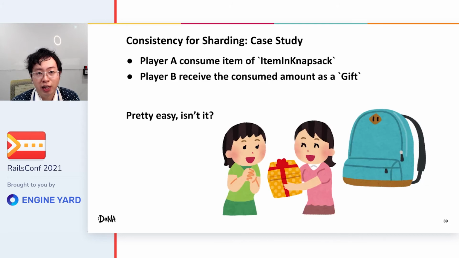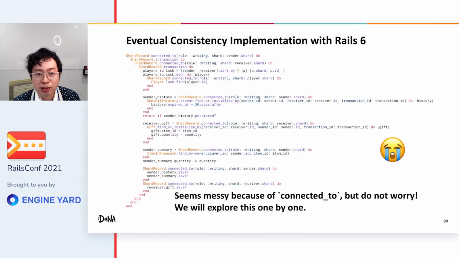Let's conduct another case study for this consistency. Player A consumed an item in the knapsack. Player B received the consumed amount as a gift. Pretty easy, isn't it? This code is the result of eventual consistency implemented in Rails 6. Seems difficult because of connected_to. But do not worry, we will explore this one by one.